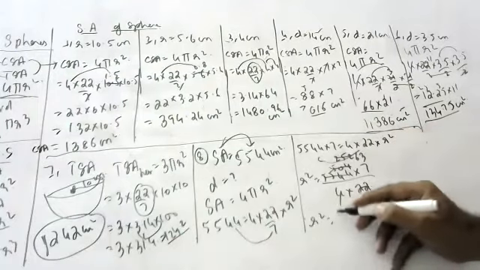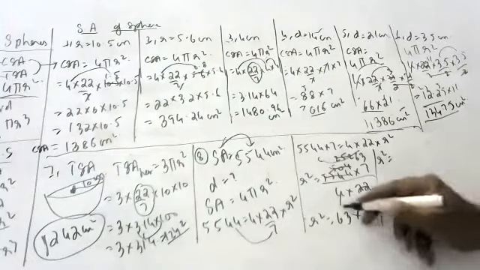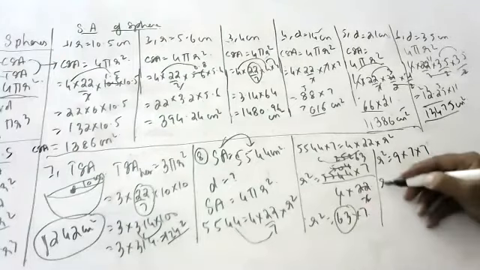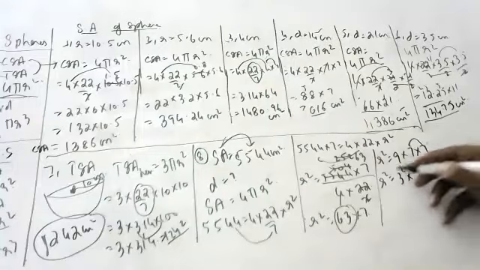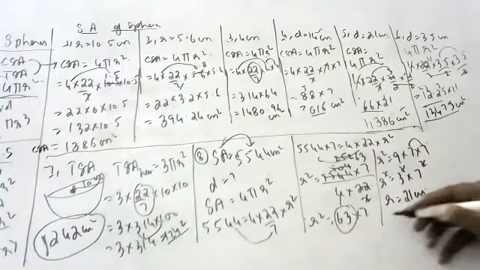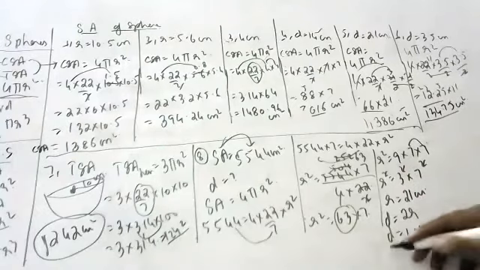So r square is equal to 63 into 7. Please check, children. R square is equal to 63 means what, children? 9 sevens are 63, into 7. So r square is equal to 9 square, we can write as 3 square, 7 into 7 we can write as 7 square. Square root: r is equal to 21. When r is 21, diameter is equal to 2r. So answer is 42 centimeters.